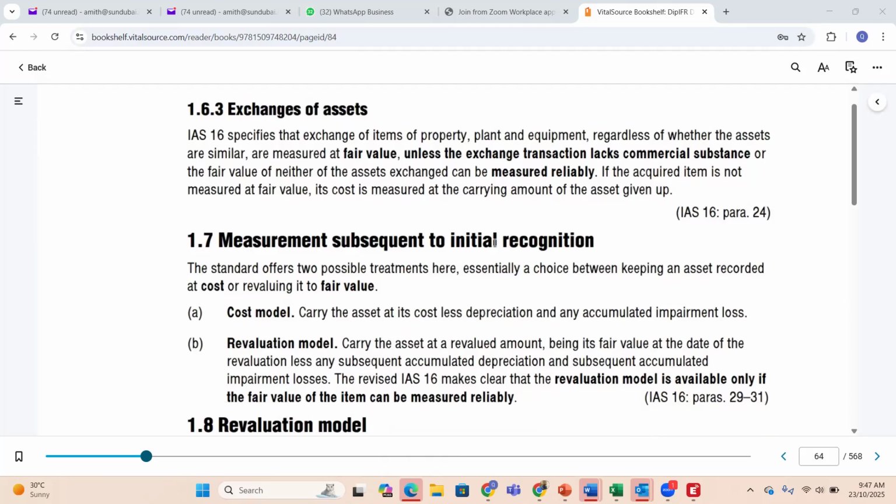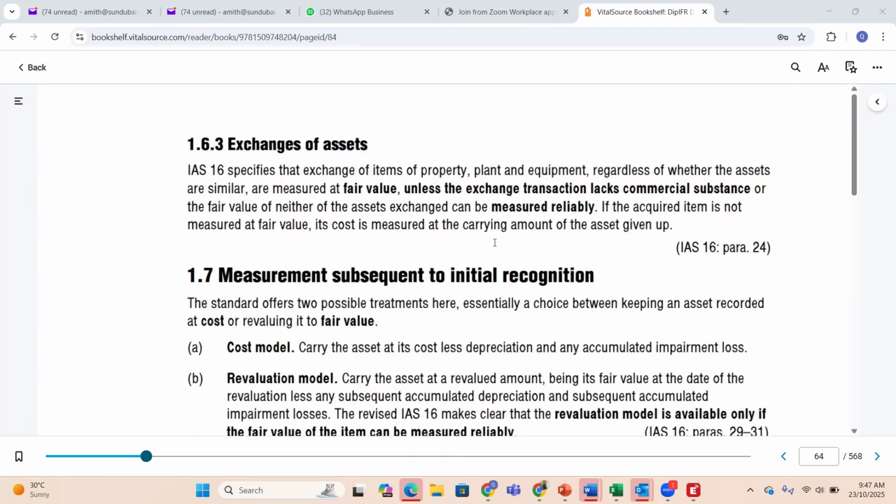Okay. Now, measurement subsequent to initial recognition. What did we do? We initially recorded at what? Cost. Absolutely. Initially, we recorded purchase price plus non-refundable taxes plus other things. Any cost which brings the asset to its present location and condition, we capitalized. Now, going forward, you have two options. I think you guys know this. What options do you have?